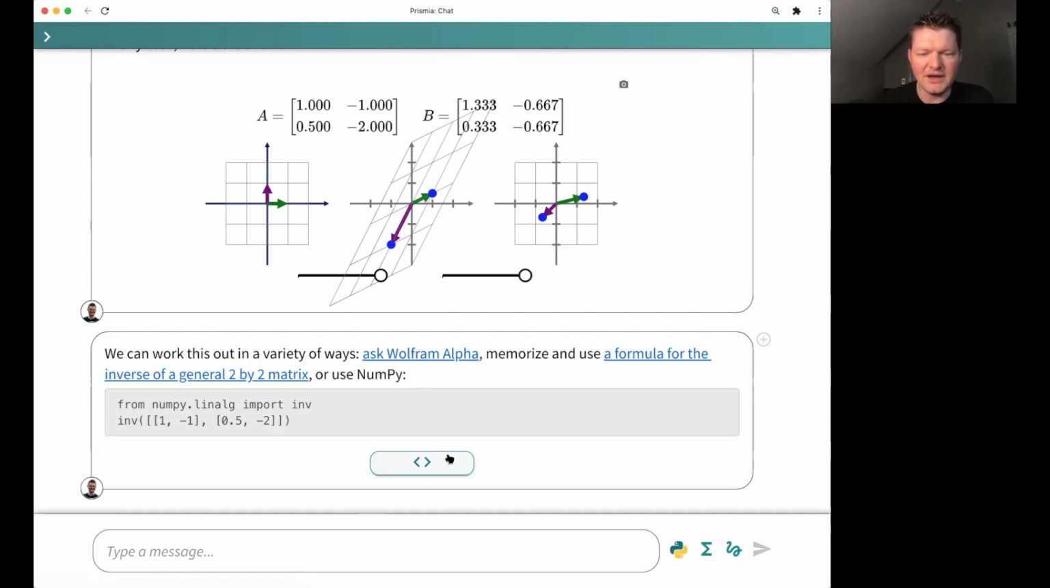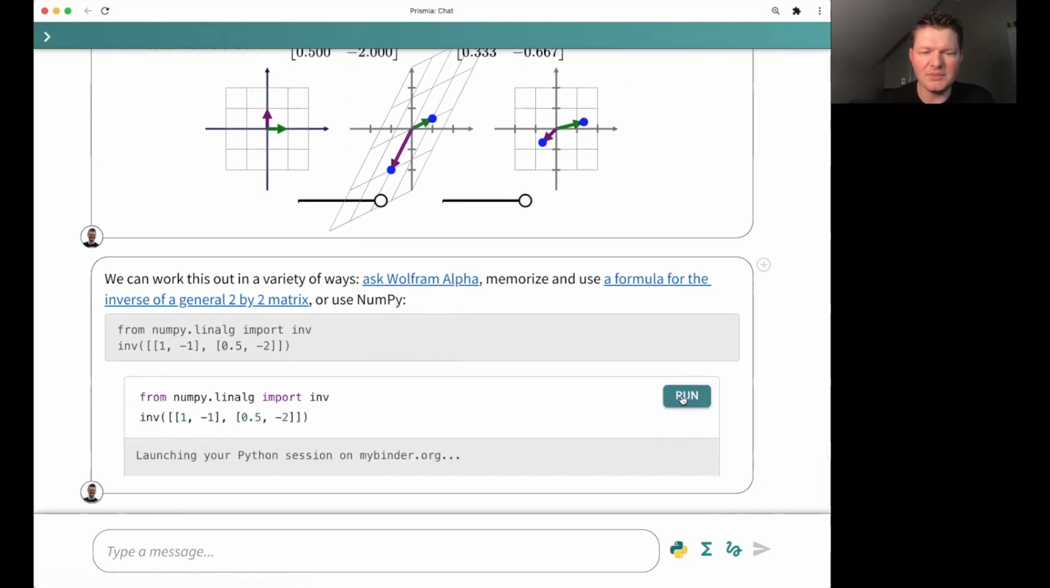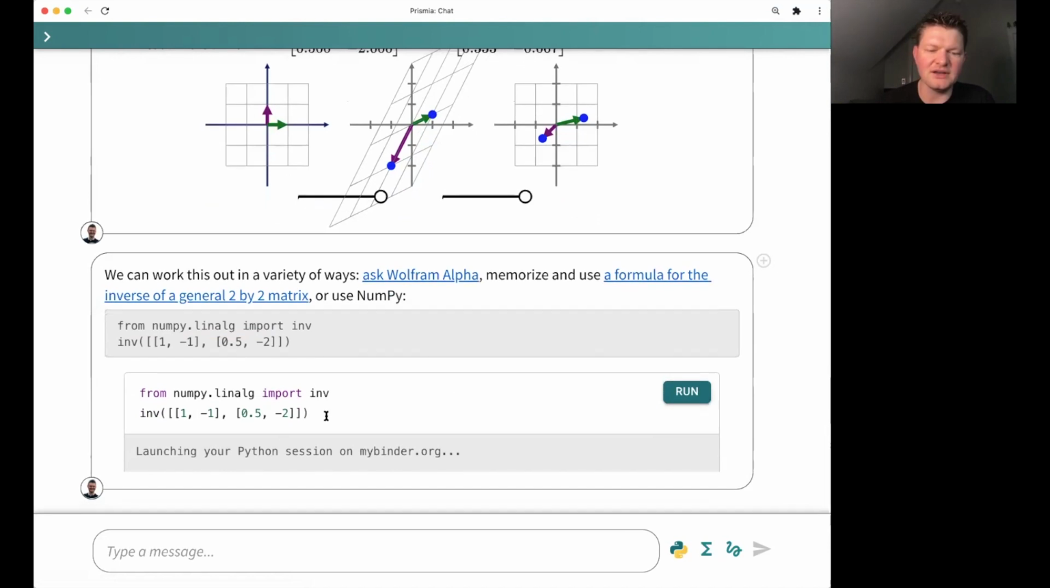Or you could use NumPy. So I'll show the NumPy operation here, and this will also give us a chance to go ahead and load our Python session. We'll just keep going with the lesson.